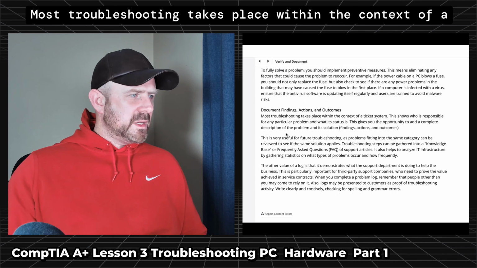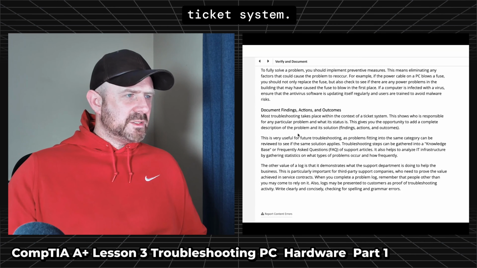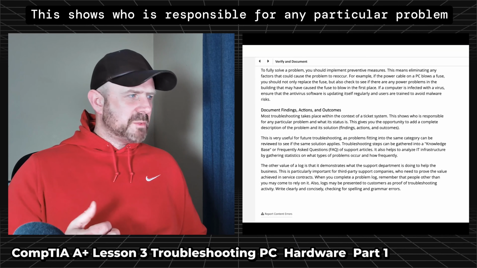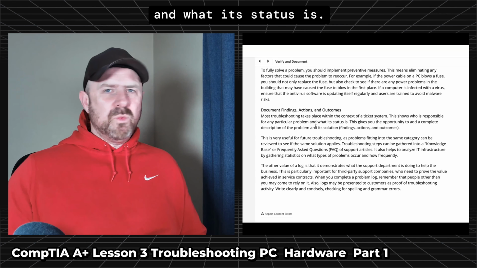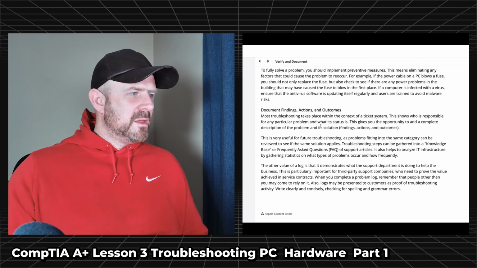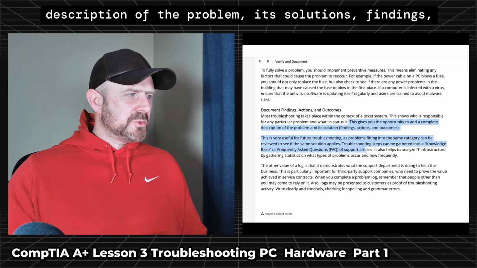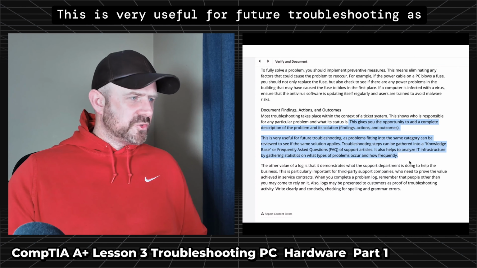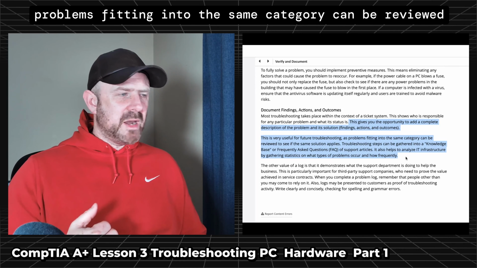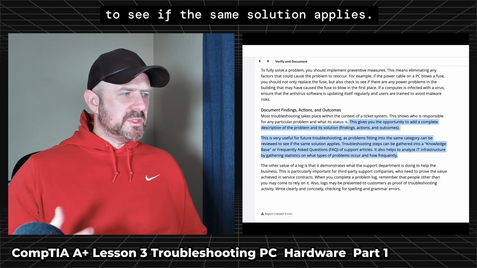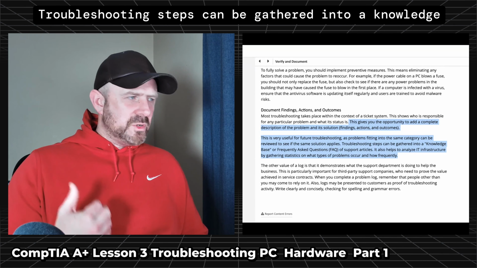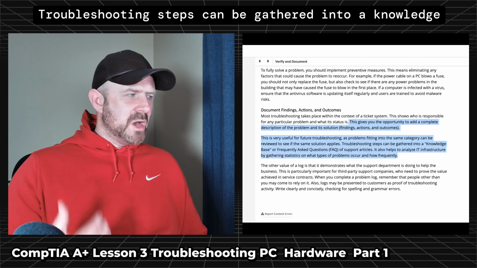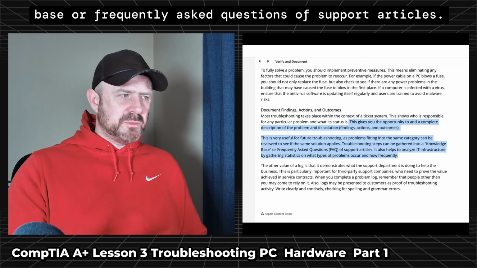Most troubleshooting takes place within the context of a ticket system. This shows who is responsible for any particular problem and what its status is. This gives you the opportunity to add a complete description of the problem, its solutions, findings, actions, and outcomes. This is very useful for future troubleshooting, as problems fitting into the same category can be reviewed to see if the same solution applies. Troubleshooting steps can be gathered into a knowledge base or frequently asked questions or support articles.